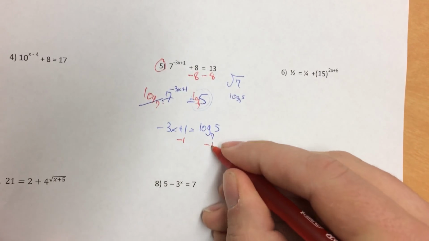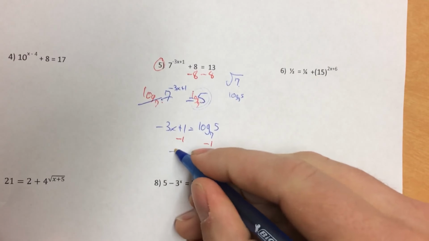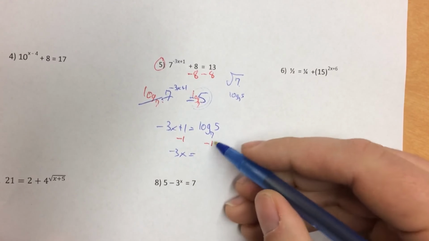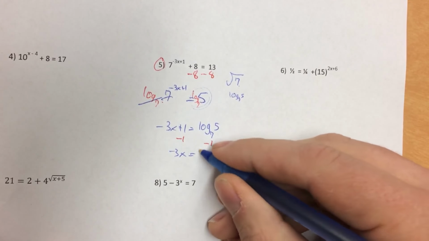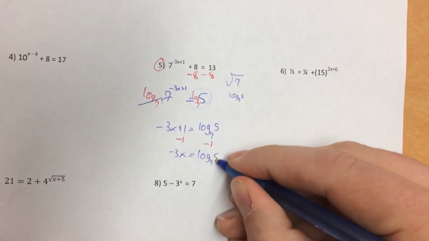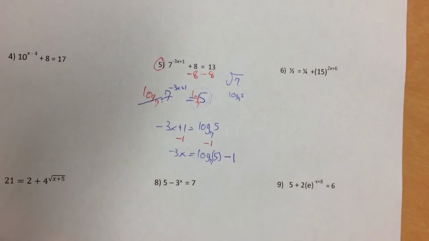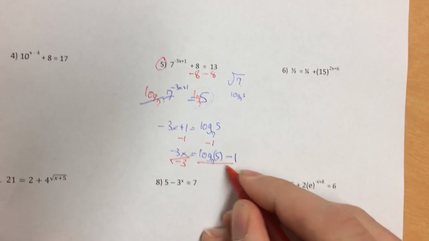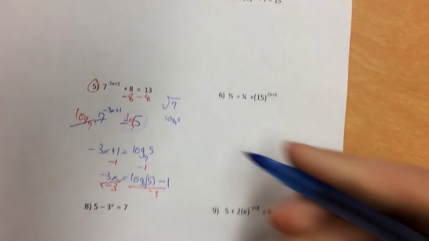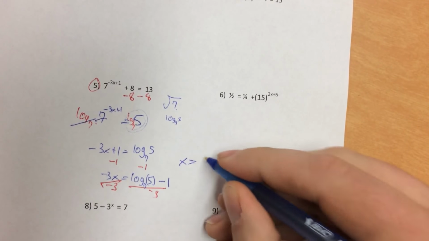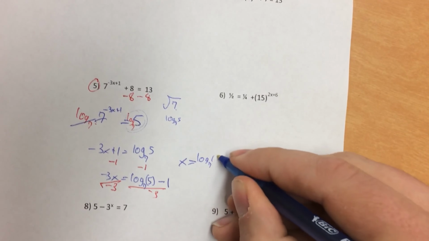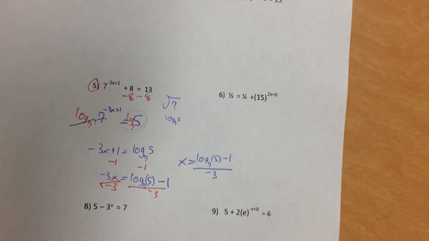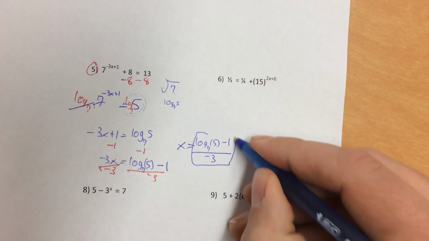Then you subtract 1. And we have to be careful that we don't make any math mistakes here. Like some people try to subtract 1 from 5. You can't do that because the 5 is inside the logarithm. We just write log base 7 of 5 minus 1. The last step is to divide by negative 3. And that is the answer. x equals log base 7 of 5 minus 1 divided by negative 3. It is completely fine to leave your answer like that.